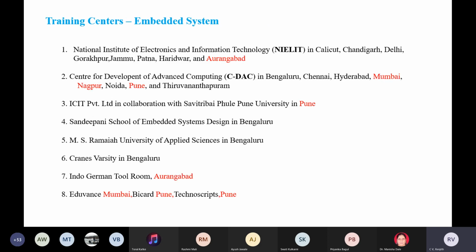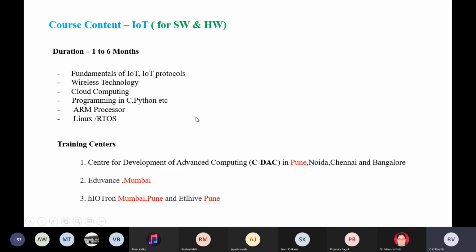There are a lot of institutes offering this program. CDAC, of course, is there. Then ICAT, and a lot of institutes you can see. Even NIELIT in Aurangabad also offers the program. If you want to do projects, you could think about NIELIT. It's a central government organization where they allow you to do internships and projects. So it's a nice place where you could think about it. Or even Eduvance in Mumbai also has an option. It's all paid.